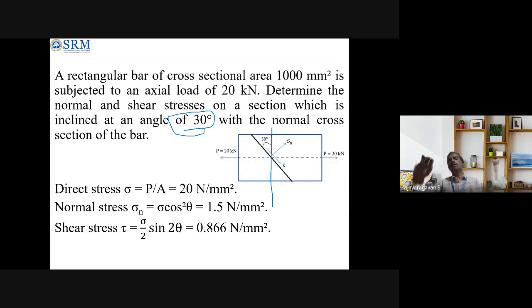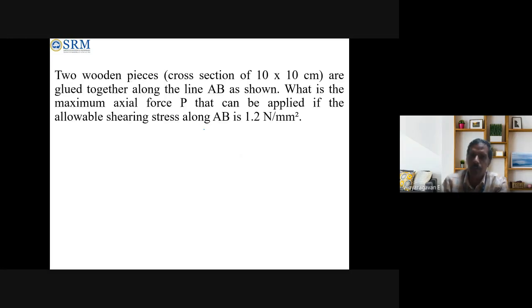All these things can be MCQ questions for you. They'll give all the data and ask what is the normal stress, what is the shear stress, or at what plane you will have maximum stresses this much, something like that. So more MCQ questions are possible in this topic.